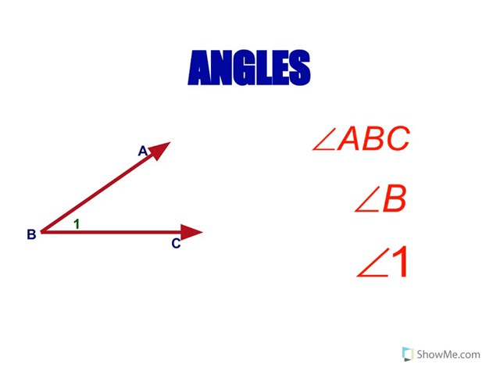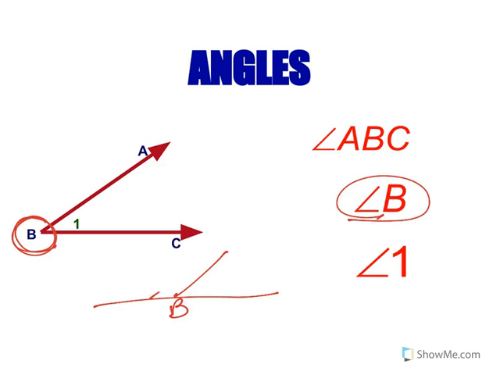Now, we name angles. We can name them actually 3 different ways, really 4 different ways. We can name it by its vertex, which would be B. So we can name it just angle B, if it's the only angle there. If you had 2 angles at B, so we have this angle and this angle, then you can't name it B because we don't know which angle we were talking about, okay?